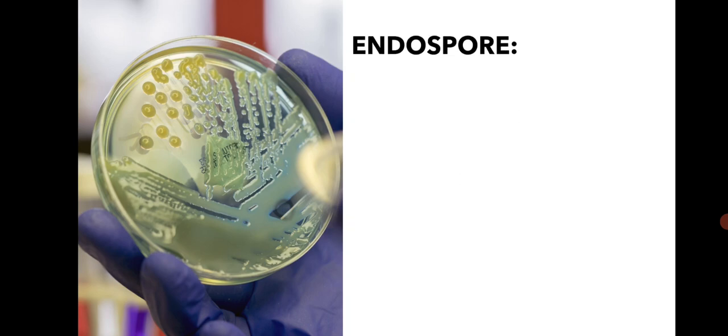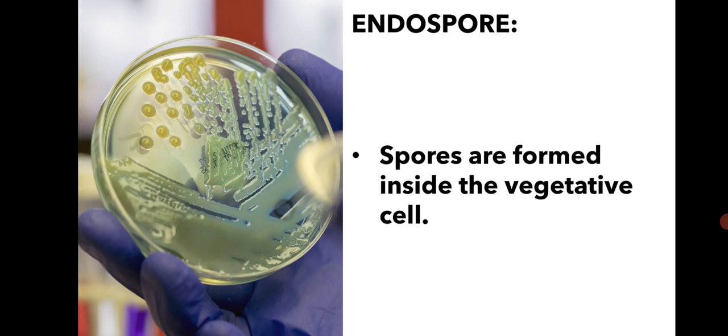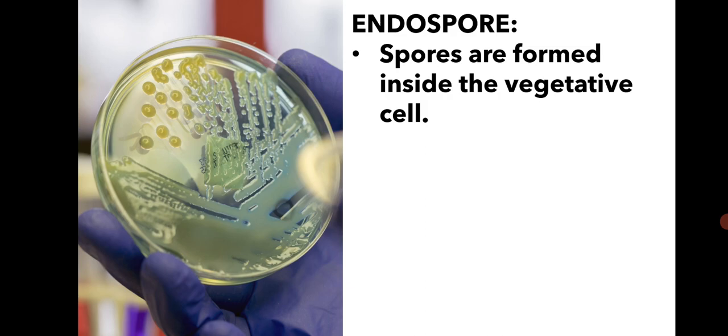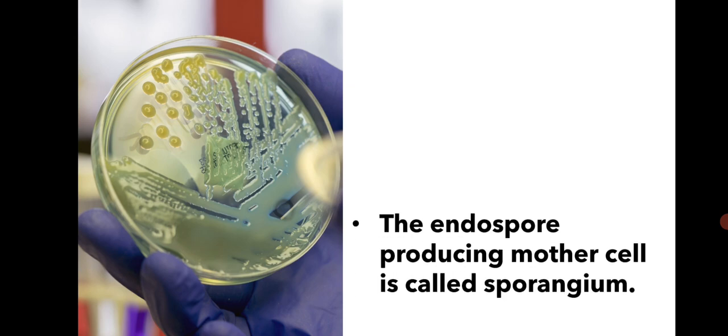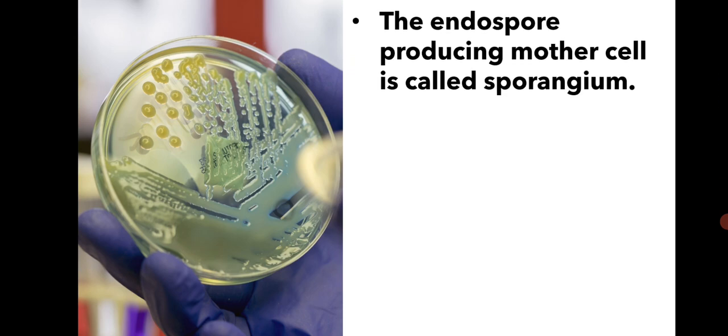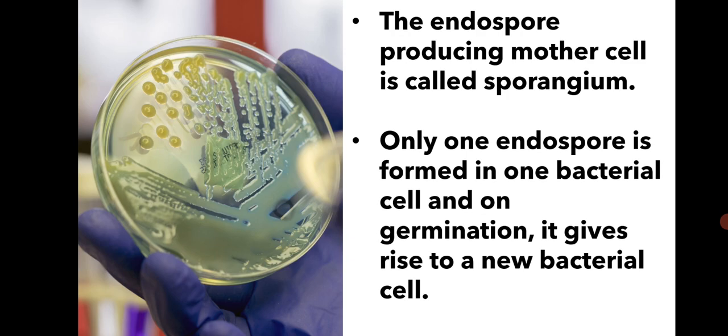Next we shall see the endospore. Endospores are also tough structures like cysts, which are formed inside the vegetative cell. These are tough, perennial, dormant, resistant, and specialized structures formed to combat unfavorable conditions. The endospore producing mother cell is called the sporangium. Only one endospore is formed in one bacterial cell, and on germination, it gives rise to a new bacterial cell.